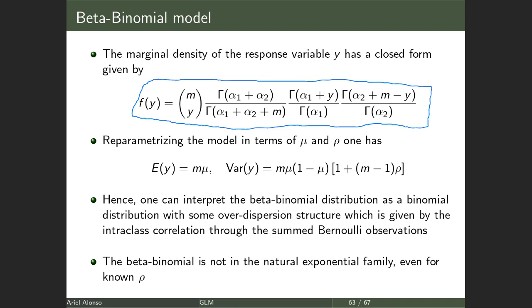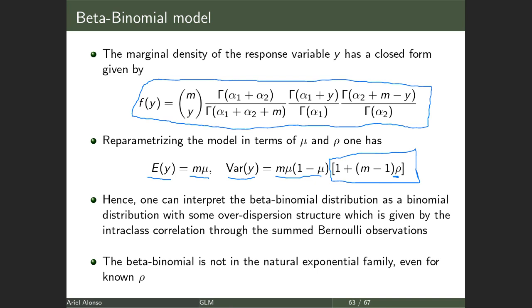So you can reparameterize this distribution in terms of mu and rho, and then what you will see is that the expected value of y is m times mu, like in the binomial case, but now the variance of y is m times mu times 1 minus mu, like in a binomial case, but you get this additional term over here. And this additional term is always positive because rho is positive. So it accounts for overdispersion.